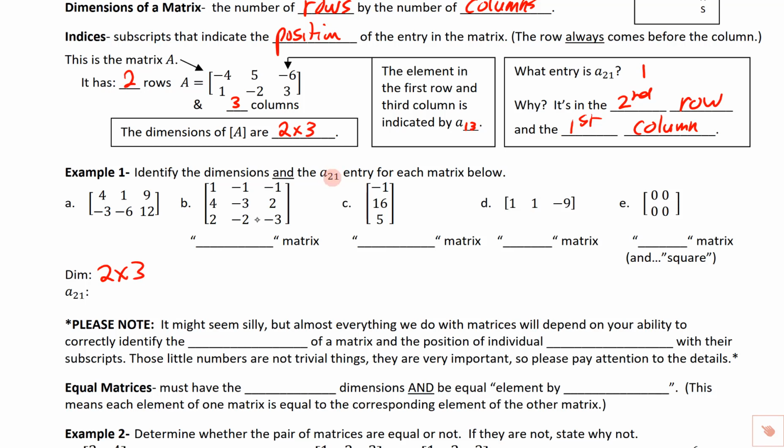And we want to find the A21 entry. So the A21 entry is going to be in the second row, first column. So again, that's going to be right there. So that's going to be -3. We're just writing down the number that's in that position there.